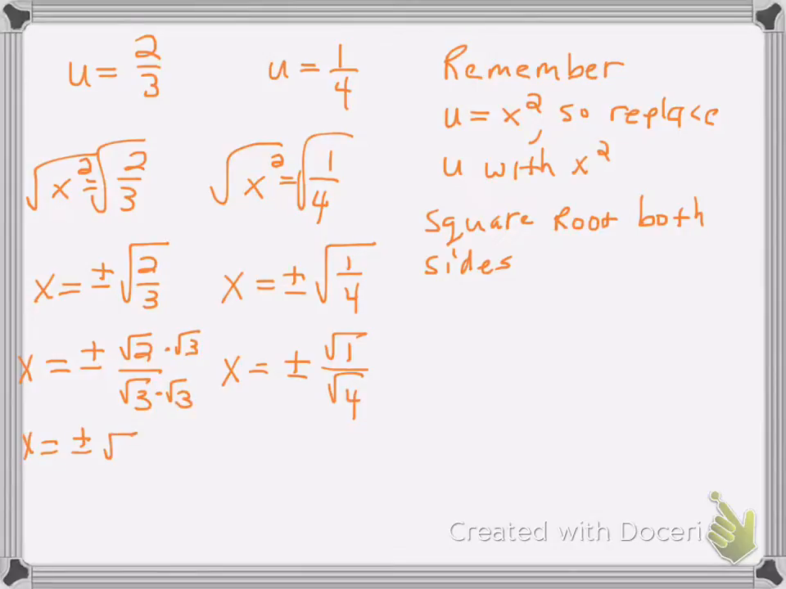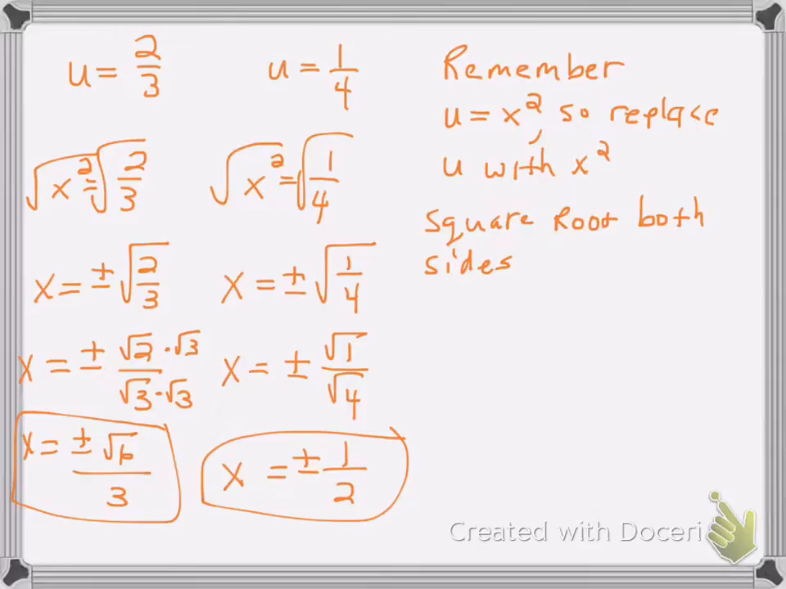On the top you end up getting square root of 6, and on the bottom, square root of 3 times square root of 3 is the square root of 9, which becomes 3. So square root of 6 over 3. On the other side, it's much easier. Square root of 1 is just 1, and the square root of 4 is just 2. And those are your two solutions.